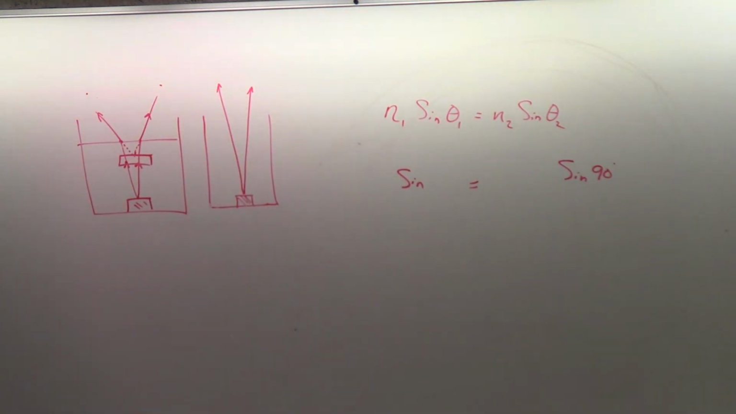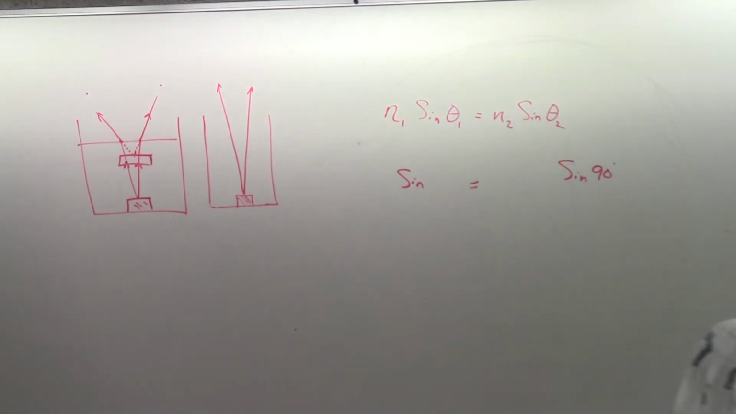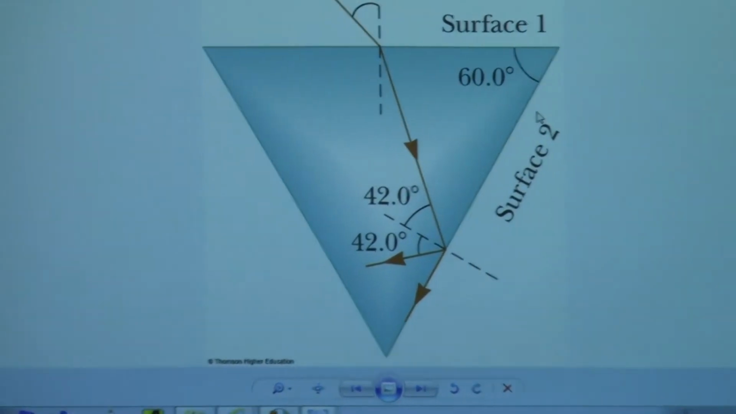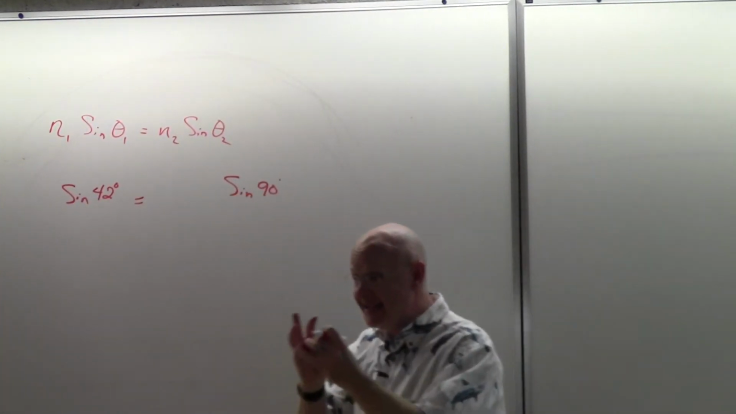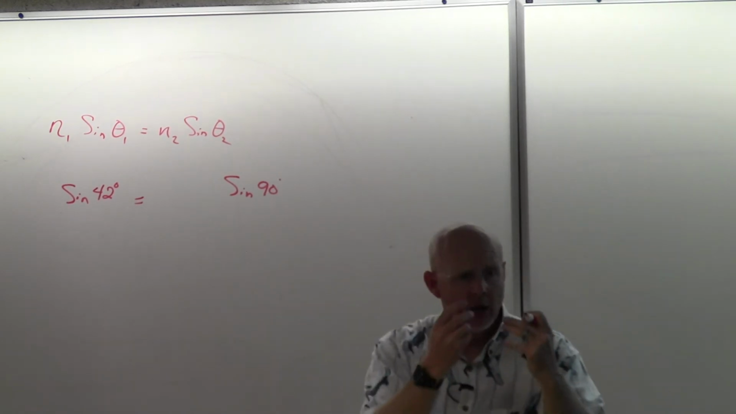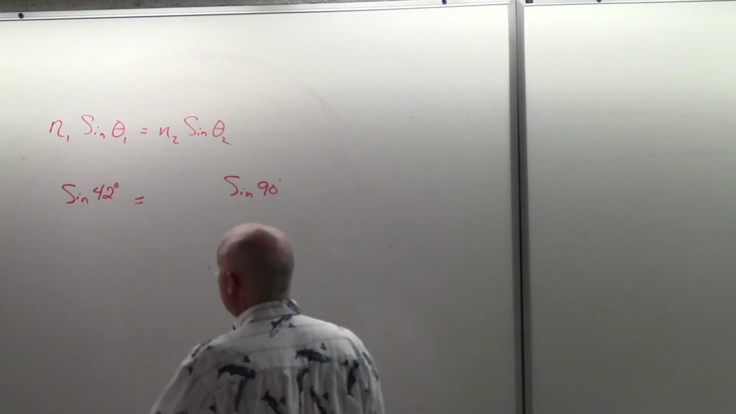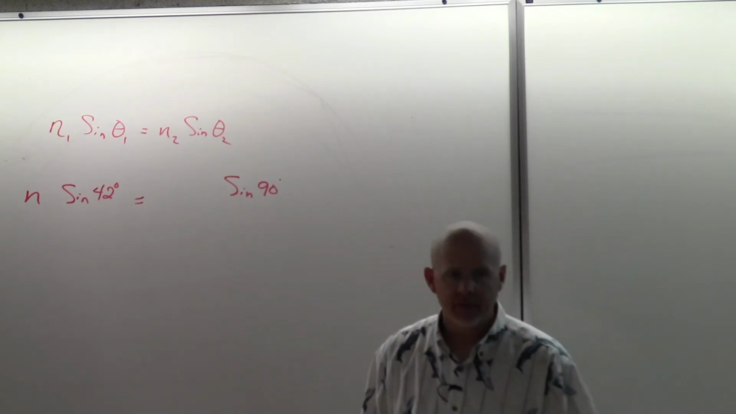Some of these problems get pretty long because you've got to apply Snell's law at every little surface, and you've got to do some geometry between surface to surface as the beams go through here. But I would start right here and say that angle is 42. So the angle coming in is 42 degrees. That is Snell's law. The angle coming out is 90 degrees. That's what they meant by critical angle. This then would be n, the index of whatever that triangle is made out of.